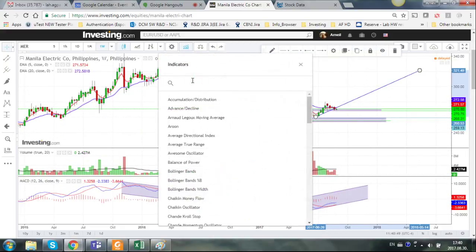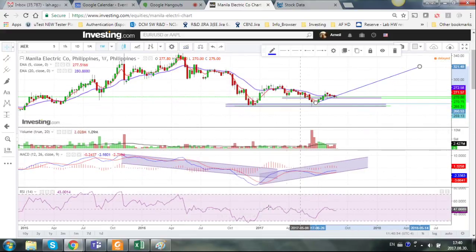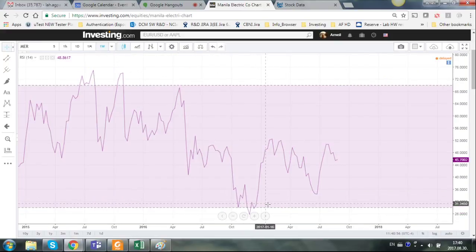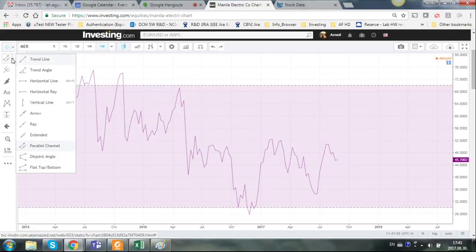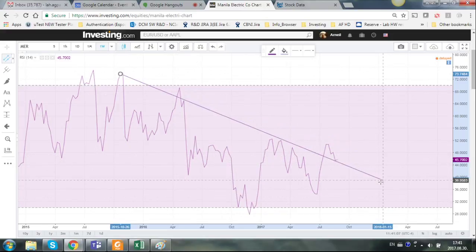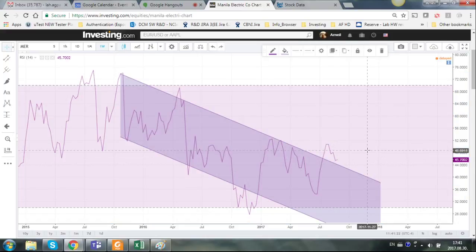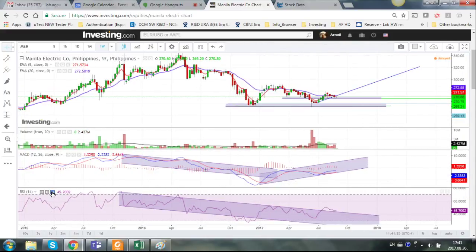So what about RSI? Is it running out of gas? Going down? So try to check from this point. Okay, so pwede rin natin gamitin yan. Connect. So diba channel yan? Okay, so although mayroon siyang breakout dito, pero we are not sure kasi medyo bumabalik yung. So in this case, we are not sure with this. It's not giving us an accurate indication. So let's use stochastic.